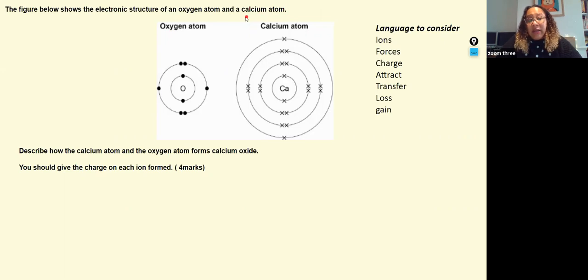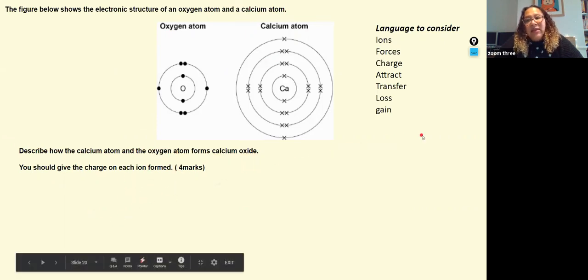So immediately, you've all told me that a metal and a non-metal is ionic bonding. So you know straight away you've got ionic bonding. So you're already onto a winner there. And then it says here, describe how the calcium atom and the oxygen atom form calcium oxide. So they've given you lots of information here, and you should also give the charge each ion forms.